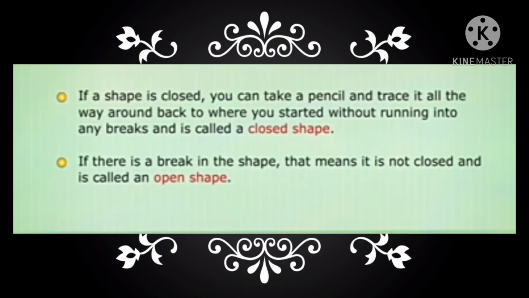So therefore, we can say if a shape is closed, you can take a pencil and trace it all the way around back to where you started without running into any breaks, and it is called a closed shape. If there is a break in the shape, that means it is not closed and is called an open shape.